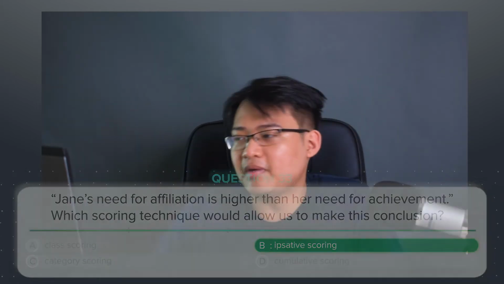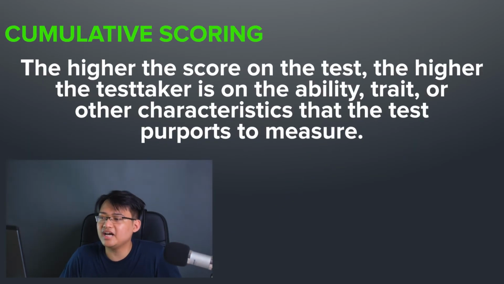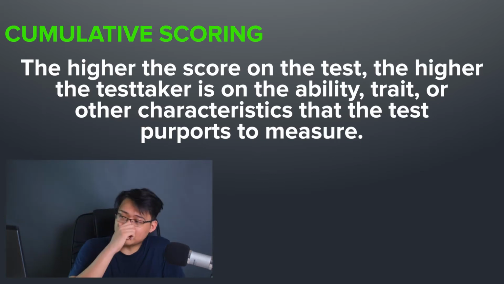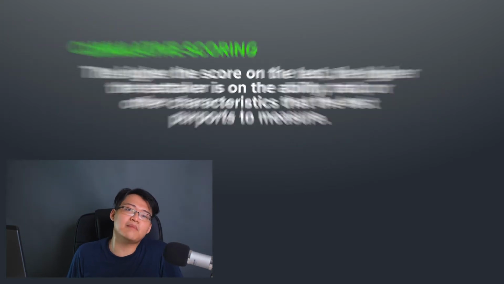So ano bang pinagkaiba-iba nito? Sa cumulative scoring, the higher the score of the test, the higher the test taker is on the ability, trait, or other characteristics that the test purports to measure. So basically, kung naka 86 ka sa board exam, we can conclude using cumulative scoring that you are better in terms of psychometric knowledge as compared dun sa nakascore ng 76. Kasi naka 86 ka. That's cumulative scoring.